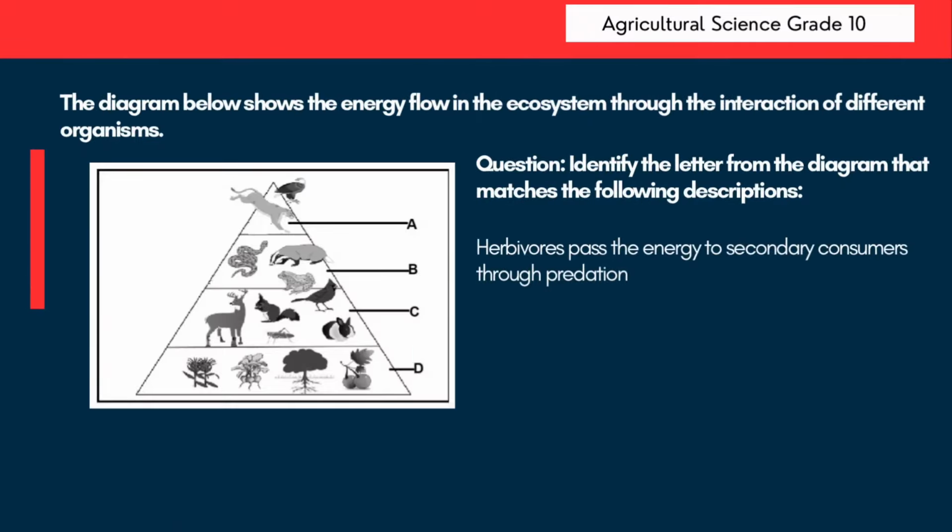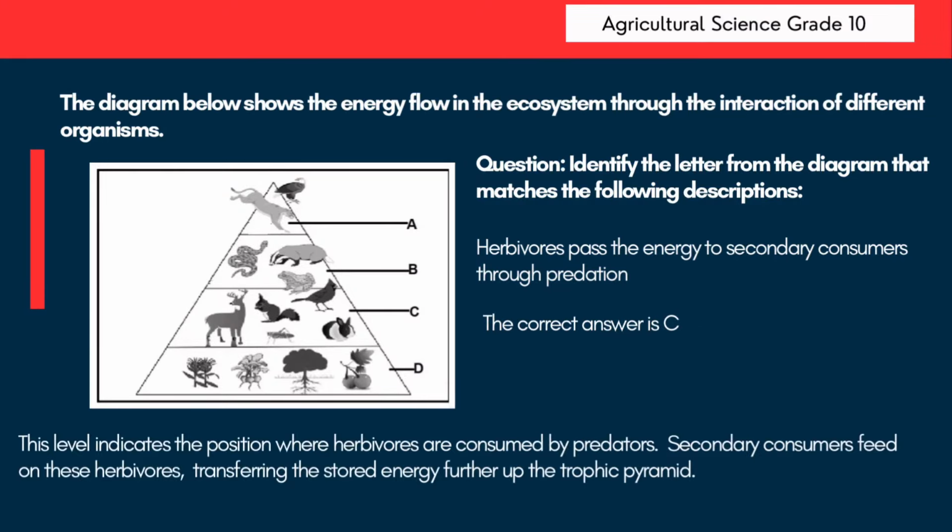B. Herbivores pass the energy to secondary consumers through predation. The correct answer is C. This level indicates the position where herbivores are consumed by predators. Secondary consumers feed on these herbivores, transferring the stored energy further up the trophic pyramid.